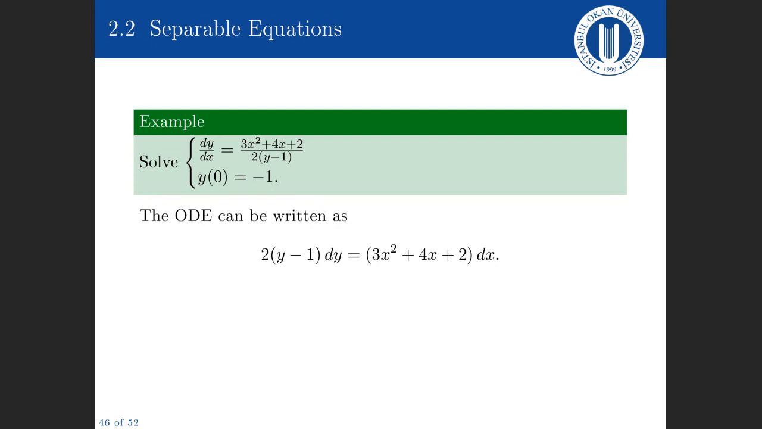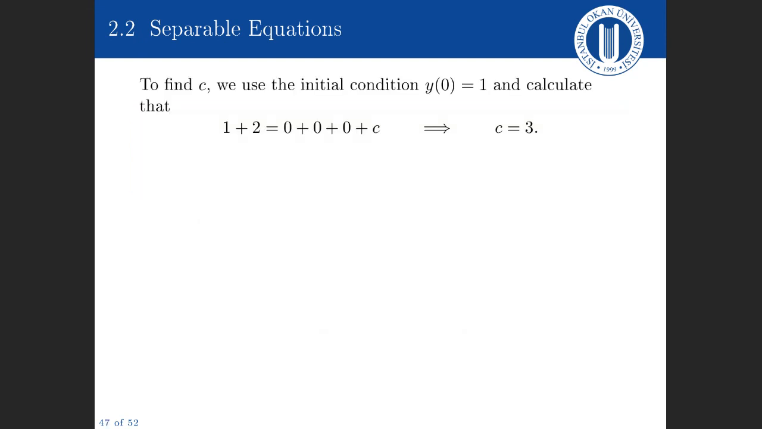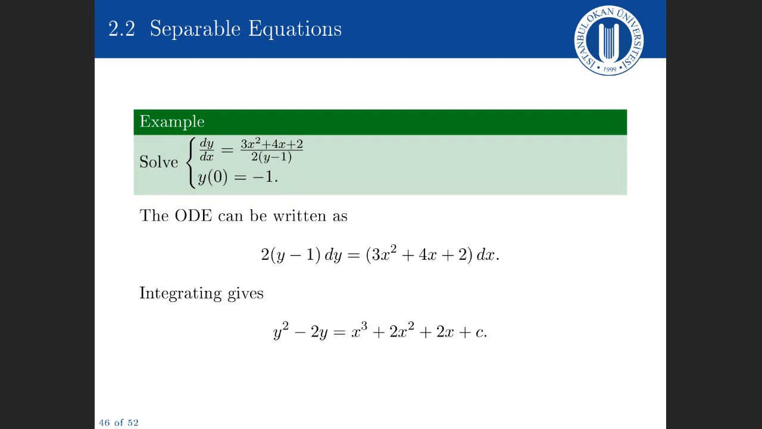Because the x and y terms are separated, we are allowed to integrate this equation. Integrating gives y squared minus 2y is equal to x cubed plus 2x squared plus 2x plus c. We need to find the constant c. We use the initial condition y of 0 is equal to minus 1. Just here. So instead of y squared, we have minus 1 squared or 1. Minus 2 multiplied by minus 1 is the same as plus 2.